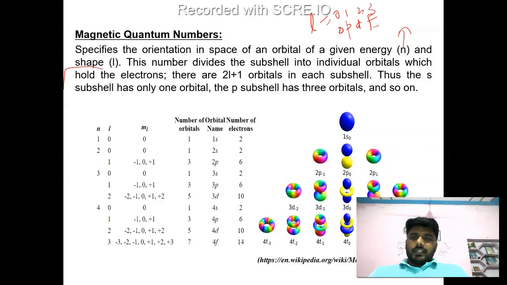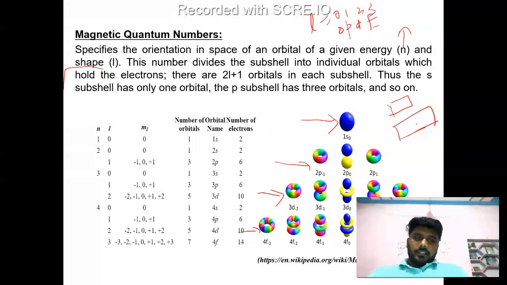So there are 2L plus 1 orbitals in each subshell. Thus, the S subshell has only one orbital, P has 3, D has 5, and F has 7. So if you have to make the S orbital, you make only one subshell, and for the P orbital, you make 3. So this is the magnetic quantum number.